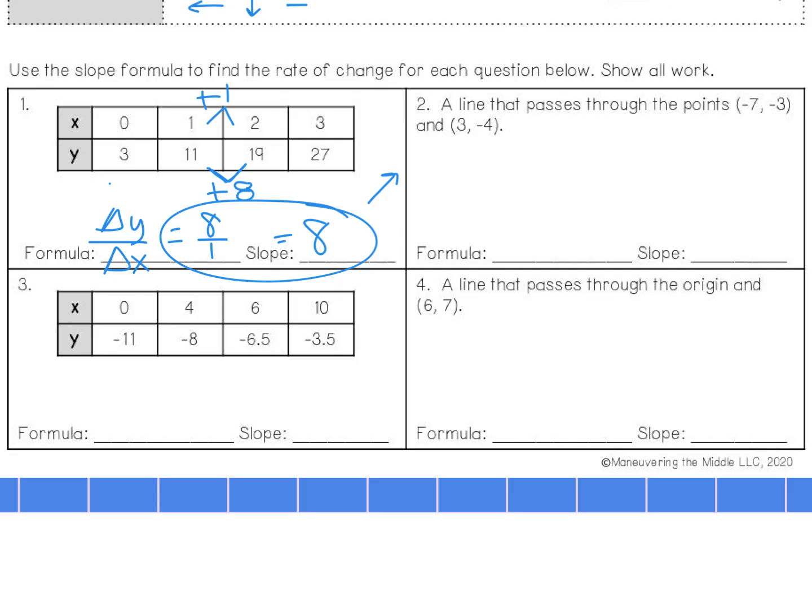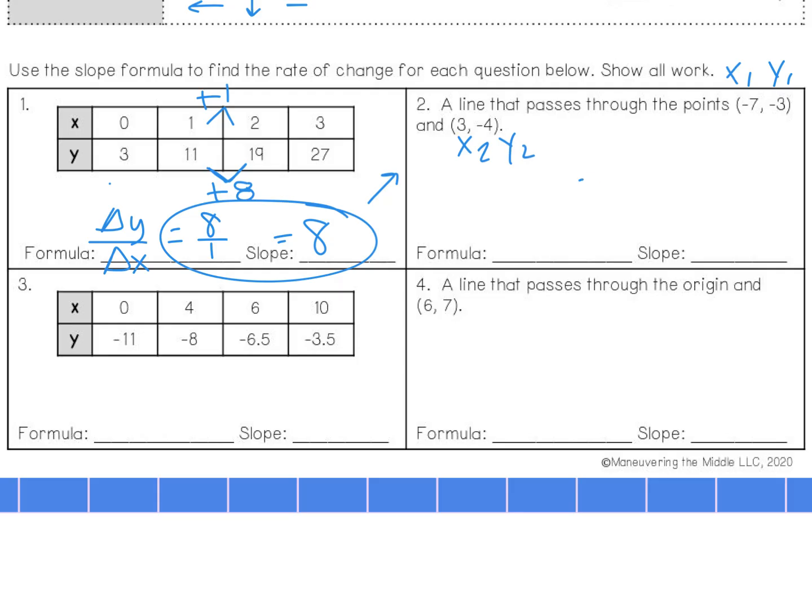If you have 2 points, you can choose to use your formula. If you don't like the formula, you can make a mini table. If you're going to use the formula, label them, right? So this -7, -3 is just my first coordinate. So that's my x1, y1. 3, -4, that's my second coordinate, so it's the x and the y with the 2's, okay? That's all the 1's and 2's mean.